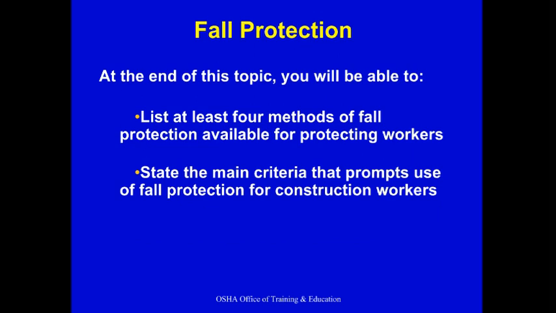And then I need you to be able to state the main criteria that prompts the use of fall protection. So I need you to be able to tell me, here's the rule in construction. If I'm above 6 feet, that's the criteria. If I'm above 6 feet, I need fall protection. There's only one exception to that rule, and we'll get into that later. But I also need you to be able to tell me the 4 methods. Those will be on the quiz for this presentation.